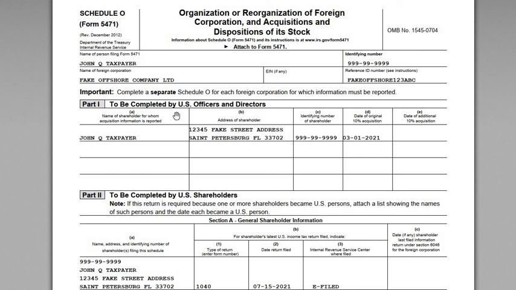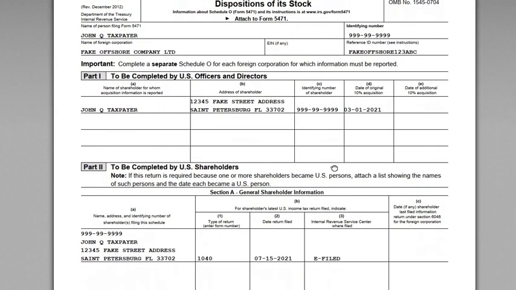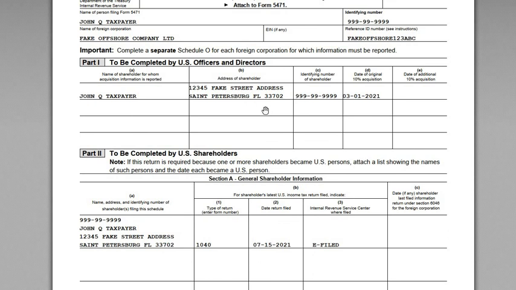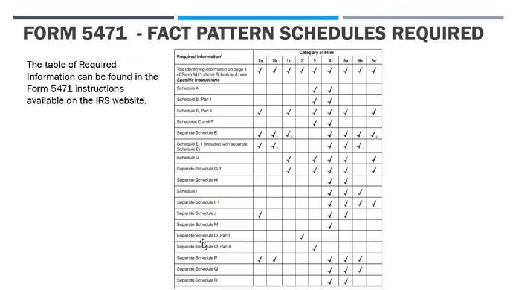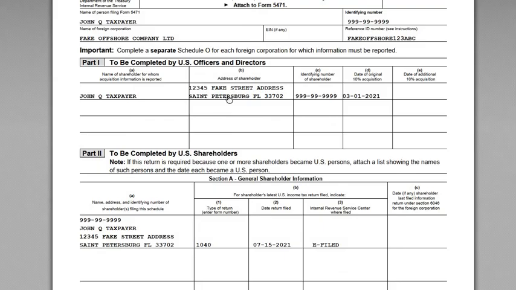So let's start with the top here. Obviously, similar to all the other schedules before, right? We have John Q. Taxpayer. He's the person filing this form, his ID number, the name of the company, and then that reference ID number, right? Consistently using the same one. Now, in Part 1 here, it's asking us to complete this information for U.S. officers and directors. So remember our table here. Part 1 of Schedule O is for the Cat 2 filer. So when we have Cat 2 filers, we've got to do Part 1.